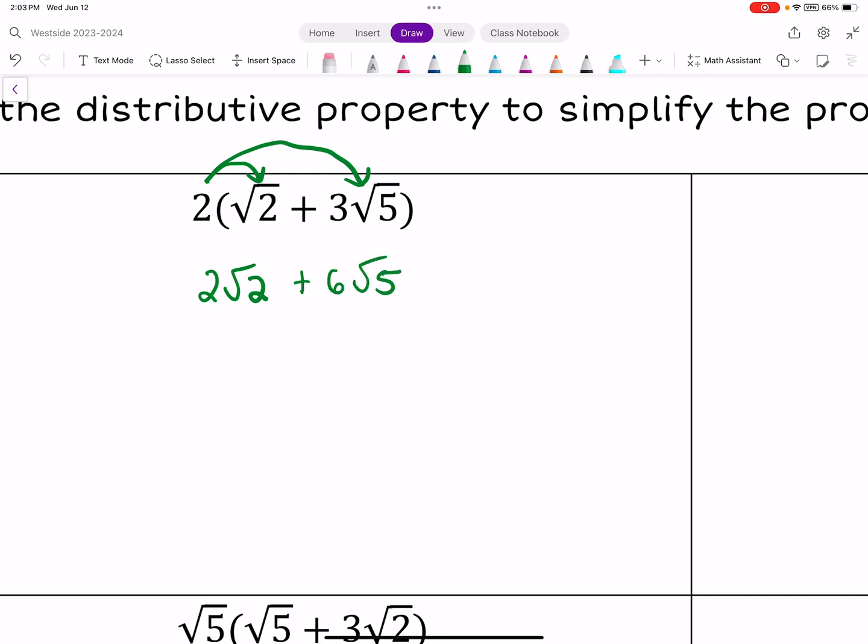Now I'm going to look at these. I'm going to see if I can add them. I cannot because they do not have the same number under the radical, so that would just be my answer.